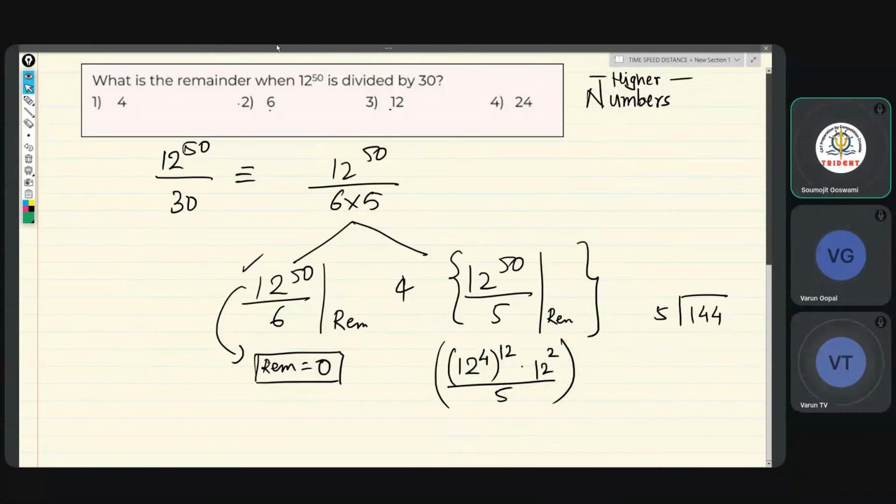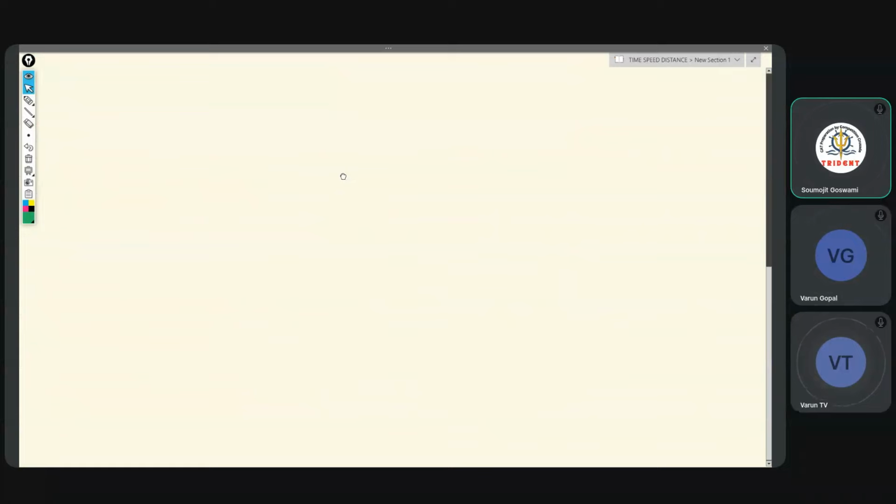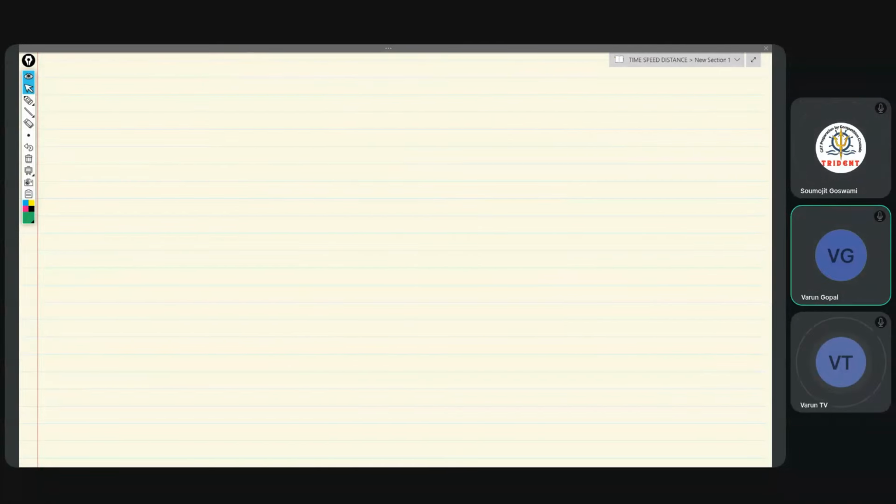Chalo, let's go to the next question. I hope you guys are enjoying this type of problem solving. Theory classes are very good, but these are the brainstorming sessions.